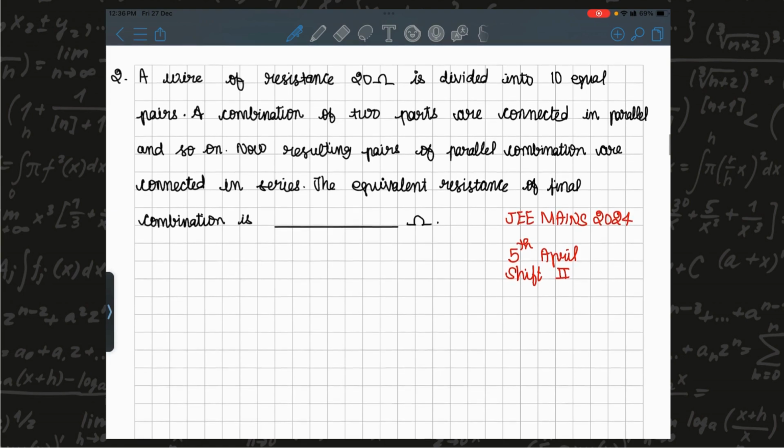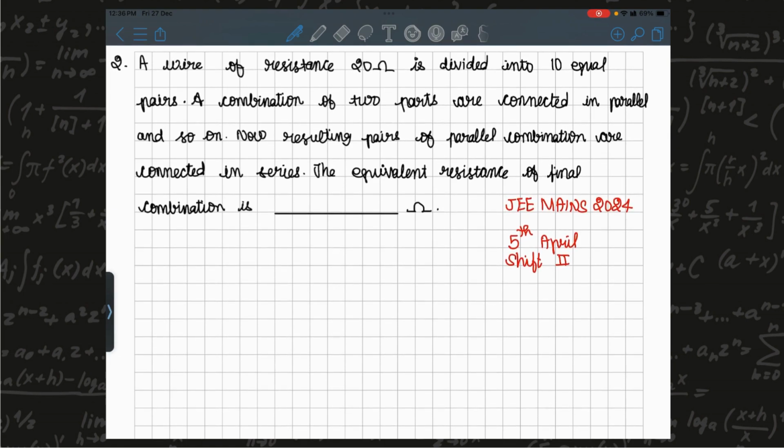So actually this is a very easy problem. Let me solve this one. Okay, they have given that there is a wire of 20 ohms. Say this is the wire, 20 ohms is divided into 10 equal parts. So it's going to be 20 divided by 10, which is 2 ohms each. So we'll have 10 wires, each containing a resistance of 2 ohms.